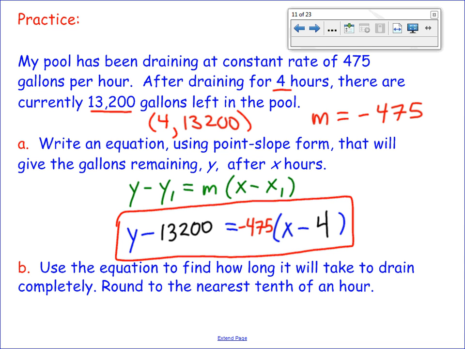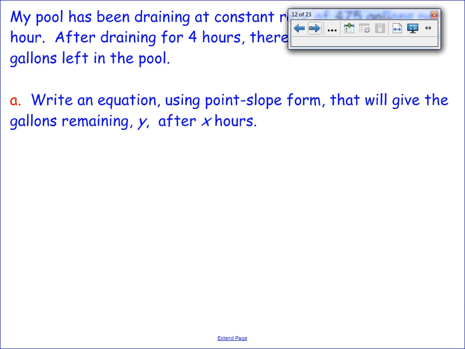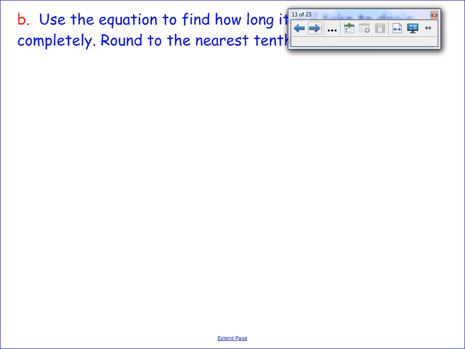There's our equation that represents that linear relationship. Y minus 13,200 equals negative 475 times quantity x minus 4. Use the equation now to find how long it will take to drain completely. We'll round to the nearest tenth of an hour. So we'll use that information to determine how long it'll take to drain completely.